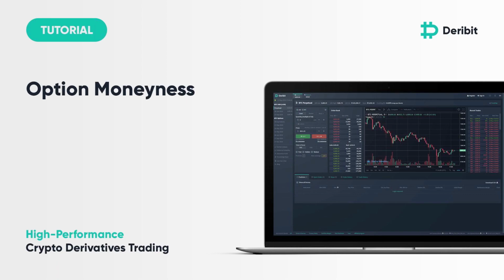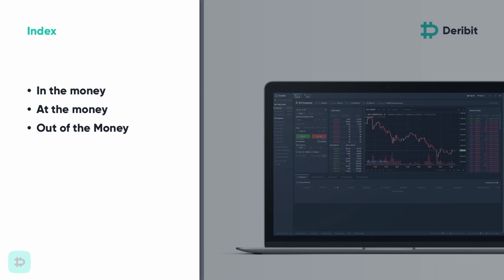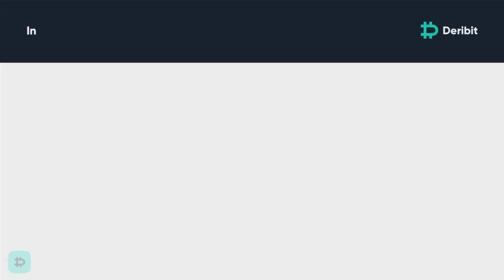Welcome. This guide will cover option moneyness and intrinsic value along with the following states of an option relative to the underlying asset index: in the money, at the money, and out of the money. When discussing an option which has intrinsic value, this is how much an option is in the money.